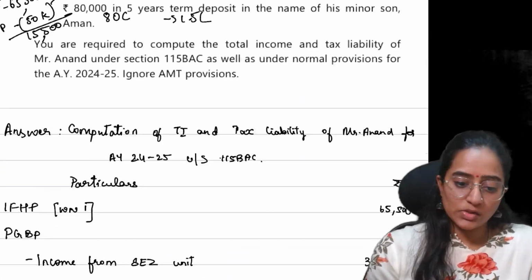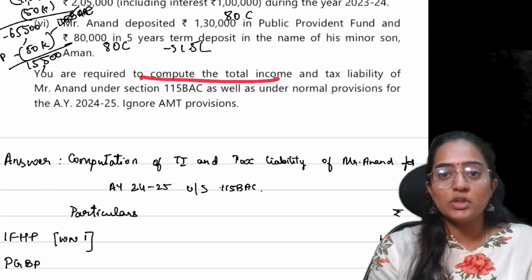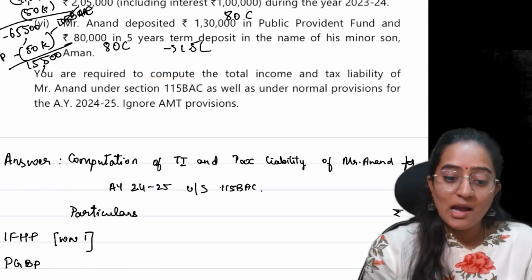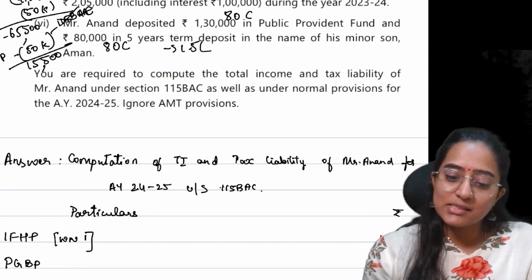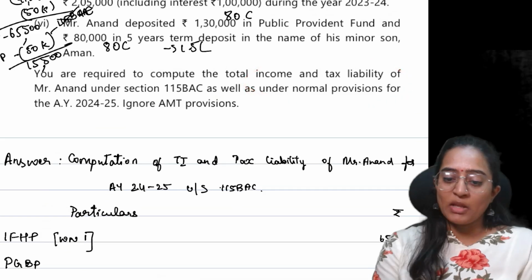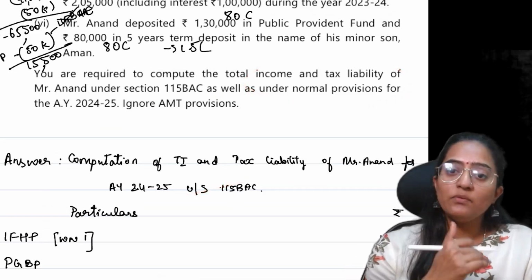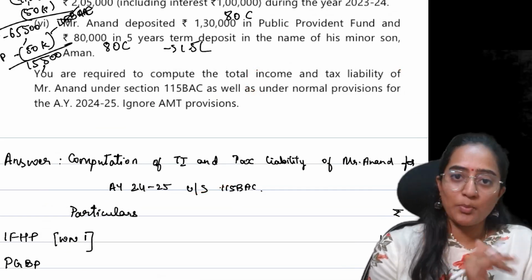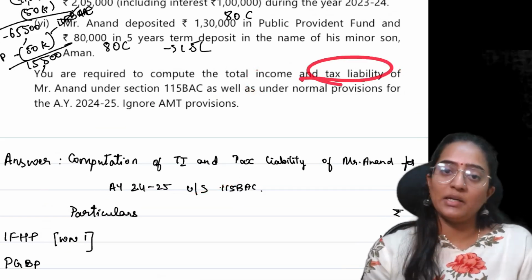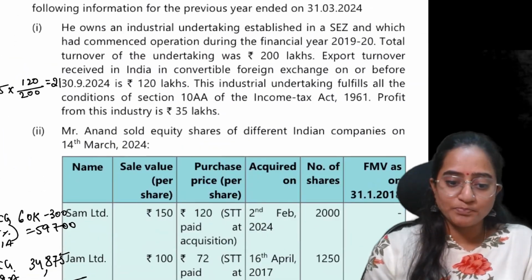So what have they asked you to do? You are required to compute the total income and the tax liability under section 115BAC as well as under the normal provisions. So first we will do it as per 115BAC, and then we will make the computation as per the normal provisions and calculate the tax liability as well. Okay, we'll go one by one.